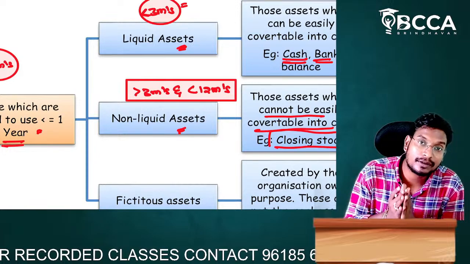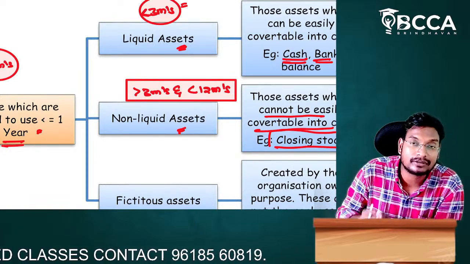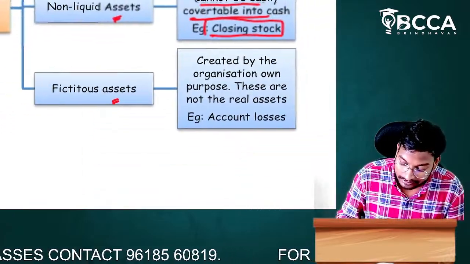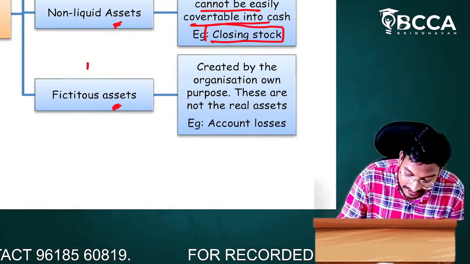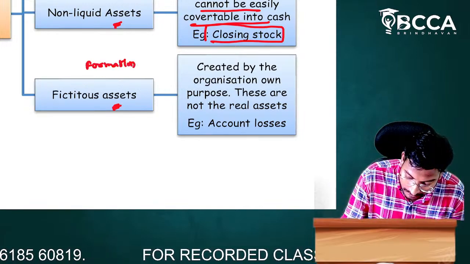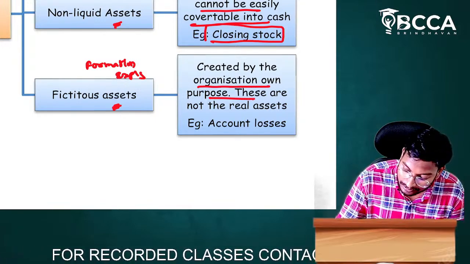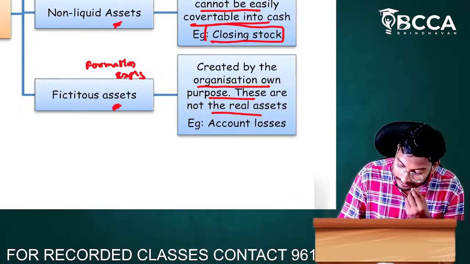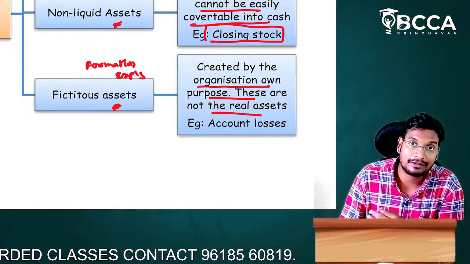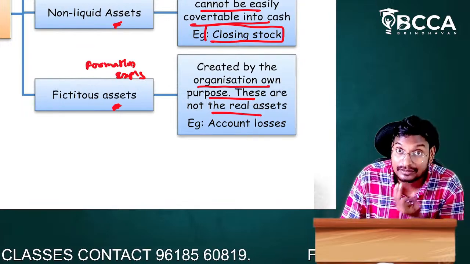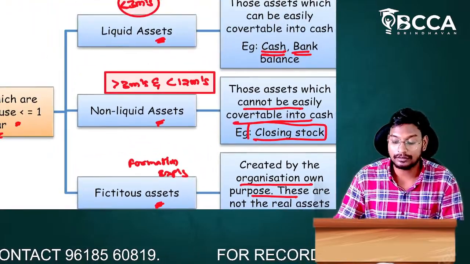An example of a non-liquid asset is closing stock. What is the meaning of closing stock? The purchased goods we have left over at the end of the financial year are called closing stock. Next one, fictitious assets. Fictitious assets mean formation expenditure. These are expenses created by the organization for its own purpose, and they are not real assets. Example: accumulated losses.